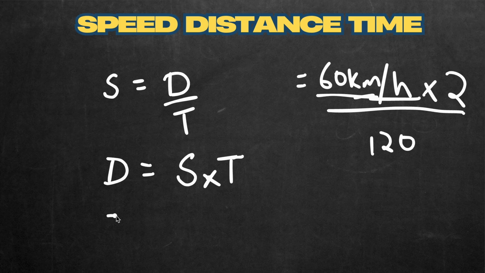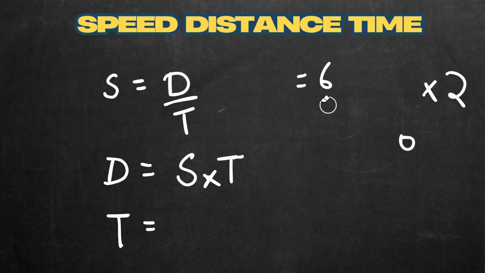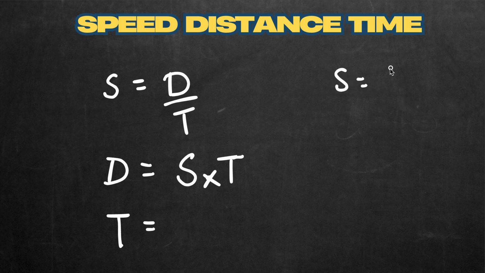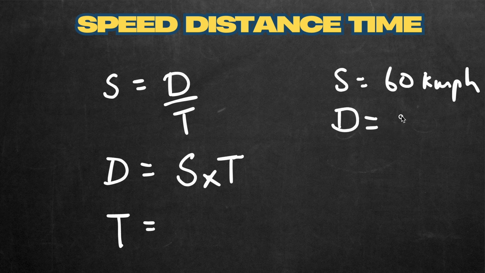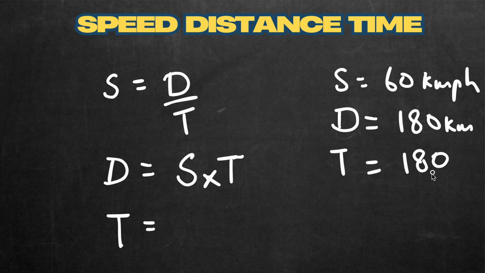And similarly, when you have to find time, what will you do? For example, I tell you that the car has a speed of 60 kilometers per hour, and the distance that you have to go is, let's say, 180 kilometers. So how will you find time? You will find time by doing distance over speed.